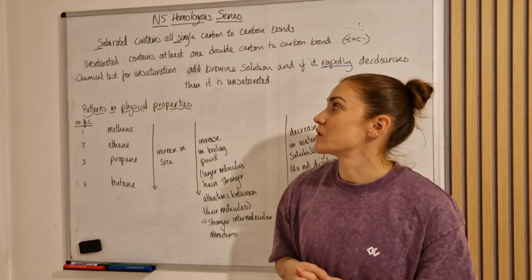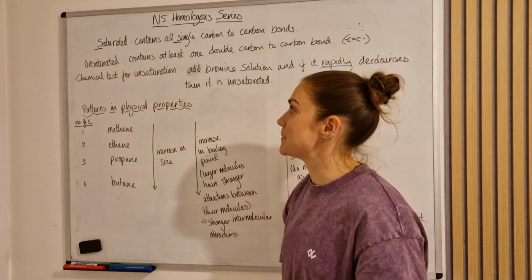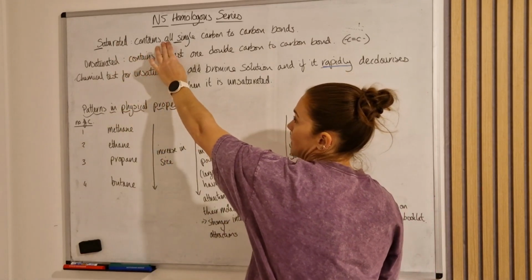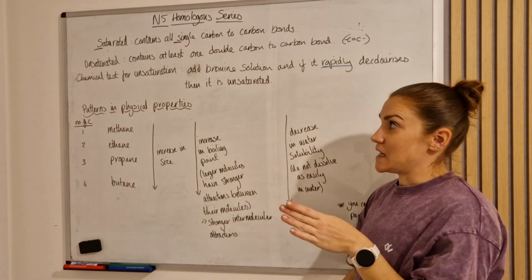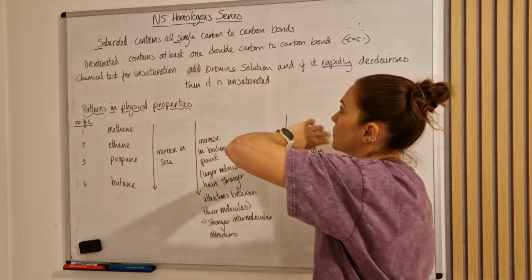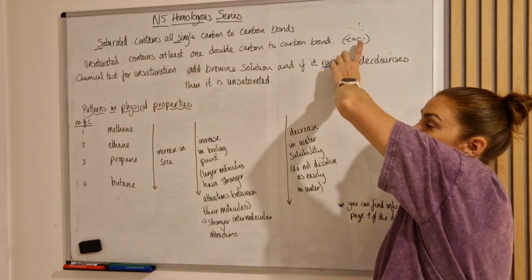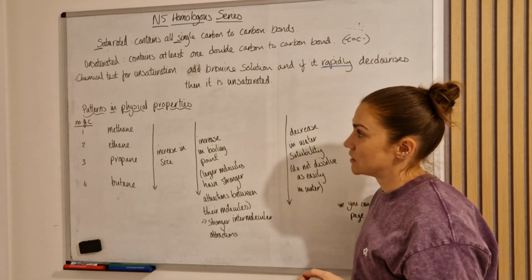So to finish off, we've got the definitions of saturated and unsaturated that I've already said, but just remember the saturated means it contains all single carbon to carbon bonds, so S and S. And then the unsaturated means it contains at least one double carbon to carbon bond, so you'd be looking for that functional group there to state that it's unsaturated.